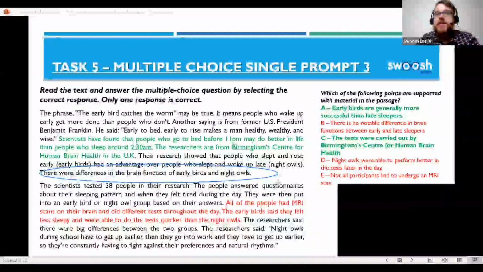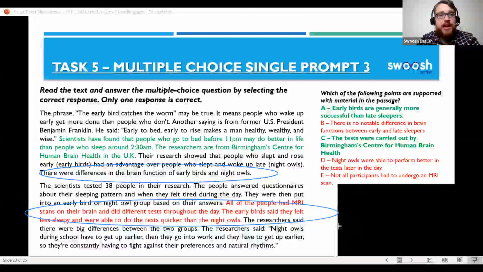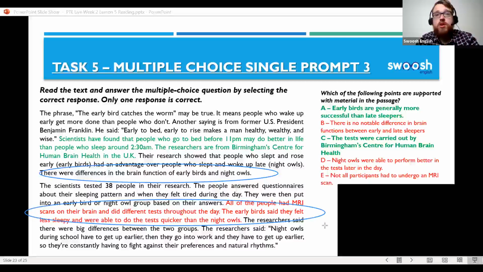How about D? Night owls were able to perform better in the test later in the day. Well, as it says here in this paragraph, yep, they felt less sleepy and were able to do tests quicker than the night owls. Does it say that night owls were doing any better during the day? Well, it doesn't say anything about them doing better during the day at all. Finally, E. Not all participants had to undergo an MRI scan. Once again, the first paragraph says all of the people had MRI scans on their brain, therefore making that an incorrect answer too.